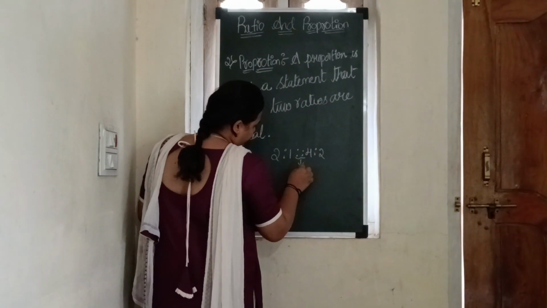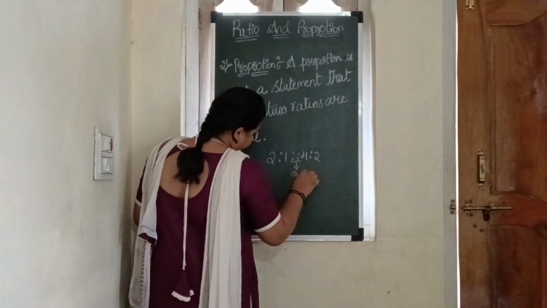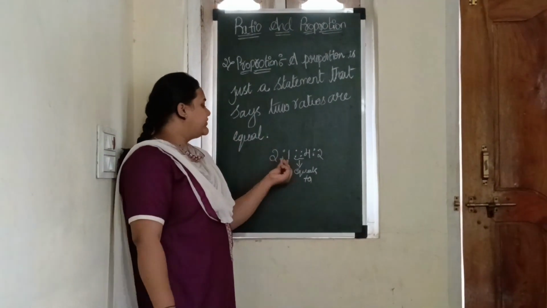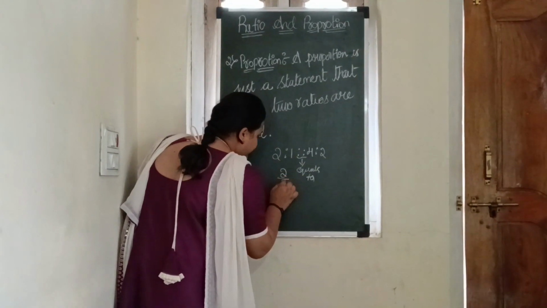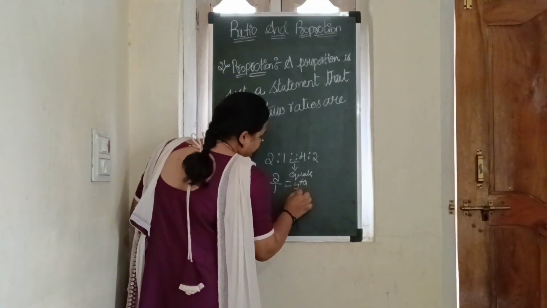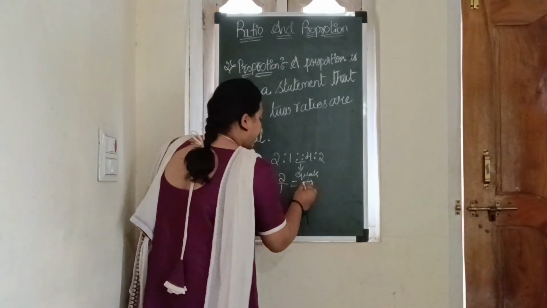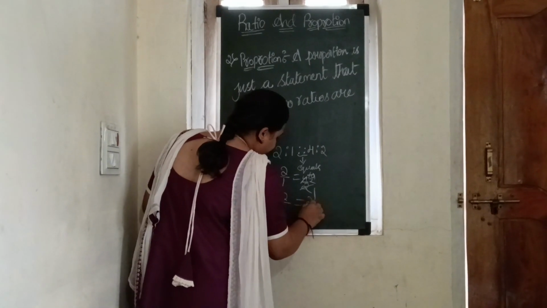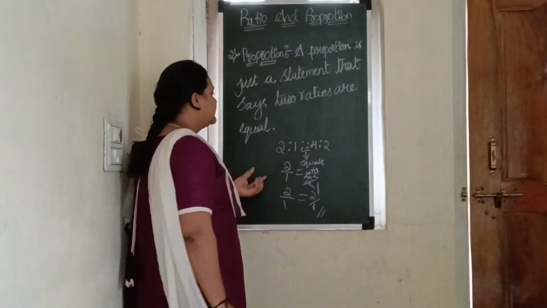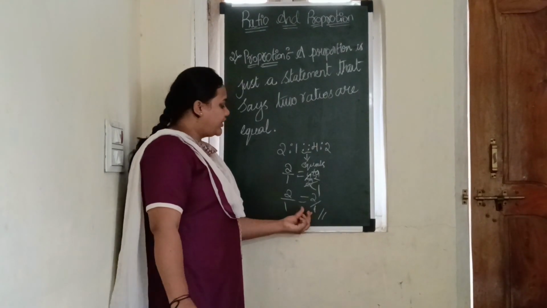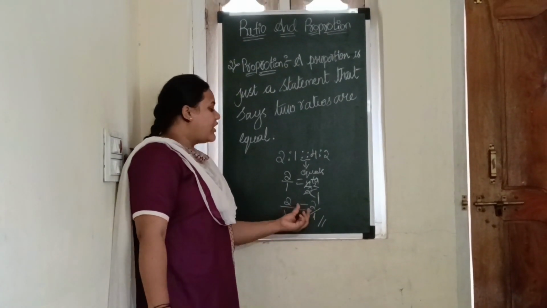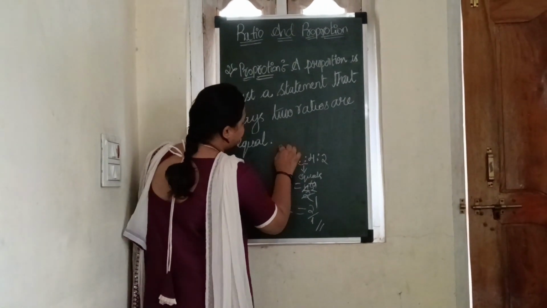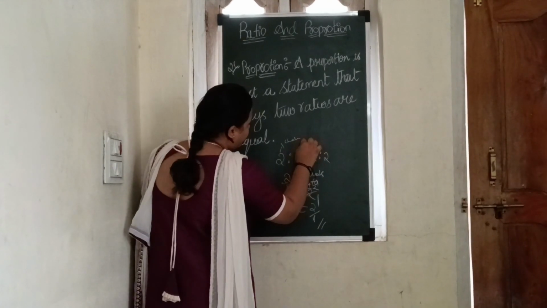So the symbol is equals to. So 2:1, we can write it as 2/1 is equals to 4/2. How? Because if we cancel, the two twos are one, so 2/1 is equals to 2/1. Two ratios are equal. If this ratio is increased, automatically this ratio will also be increased. We have told already, two chocolates, one cake.